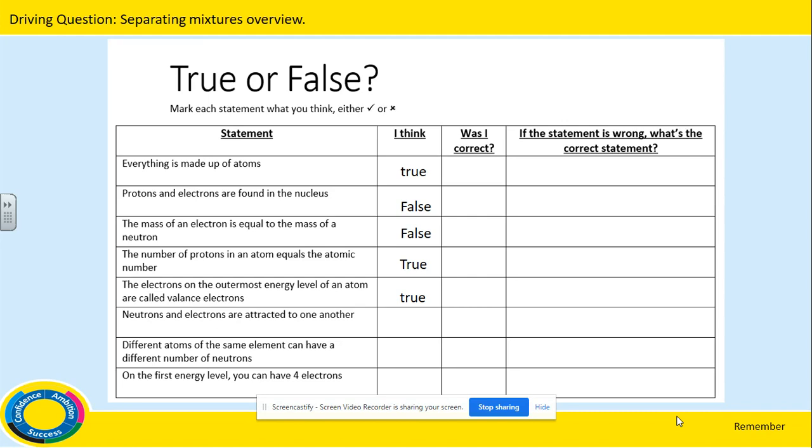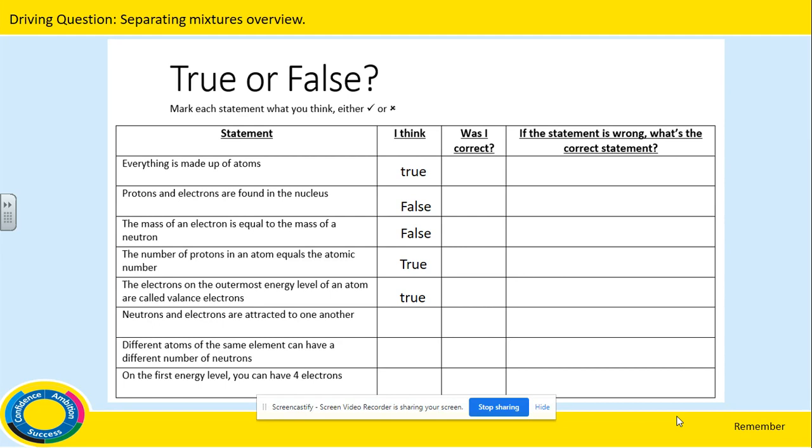Other statements. Electrons on the outermost energy level of an atom are called valence electrons. Now the answer was already there. Answer is true. If not, and you got it incorrectly, please write the correct answer.